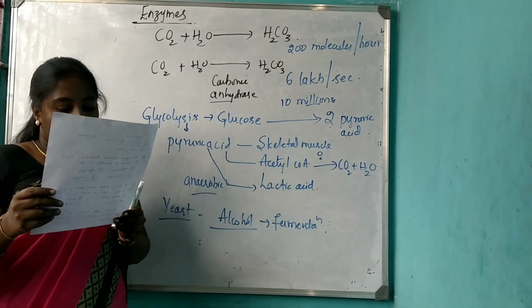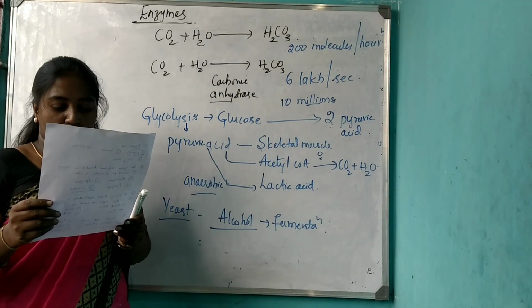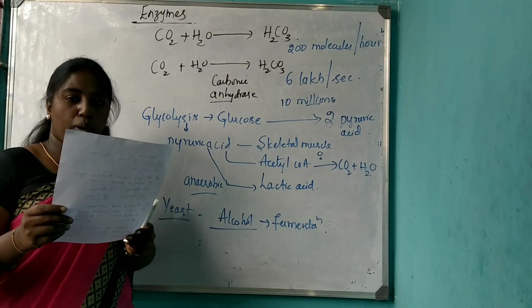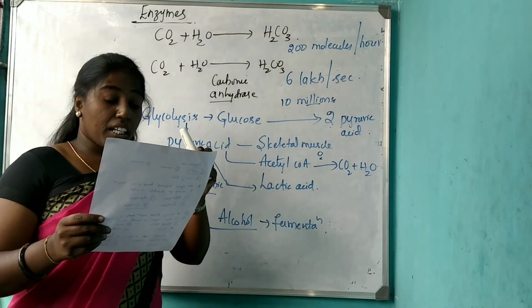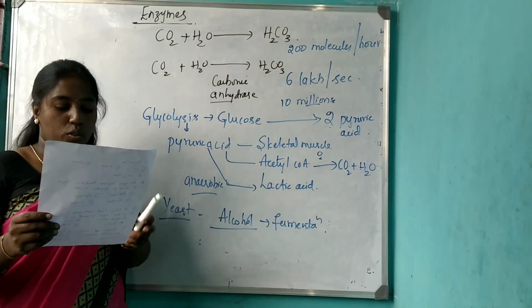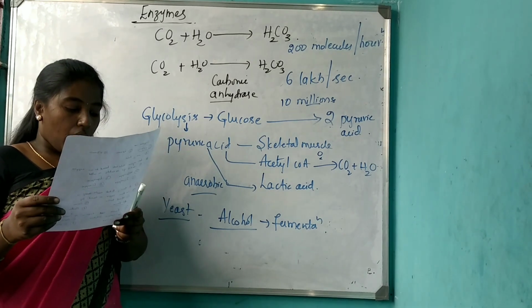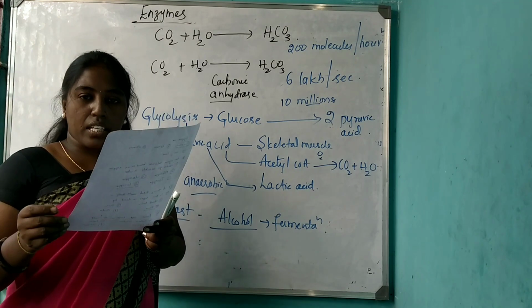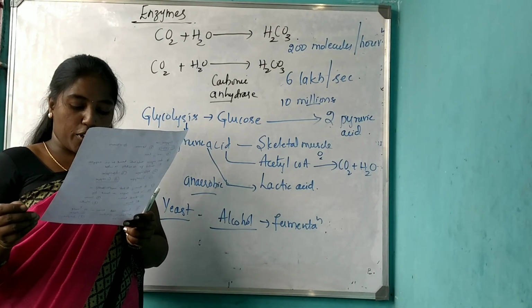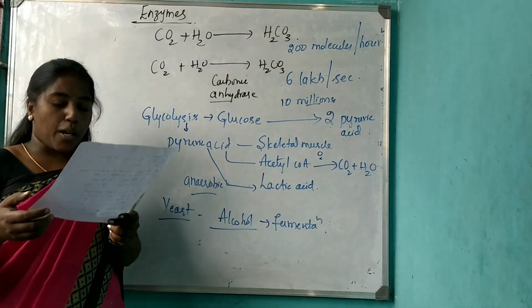Next is: the term enzyme was coined by Edward Buchner, Sumner, Kuhne, Mueller. The term was coined by Kuhne, but it was discovered by Edward Buchner. Here they have asked the term, so it is Kuhne. The answer is C. Fourth one: the fastest enzyme in the world is carbonic anhydrase, pepsin, lysozyme, amylase. The answer is carbonic anhydrase.